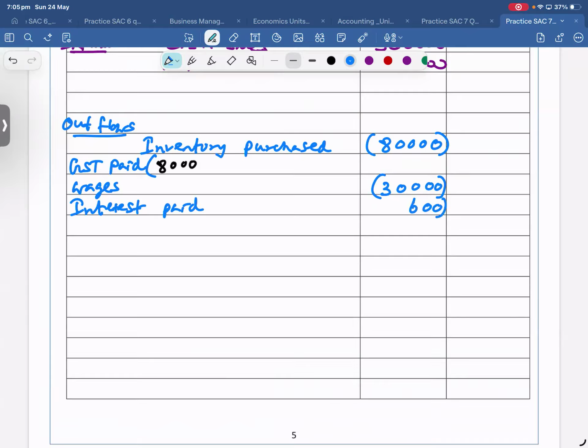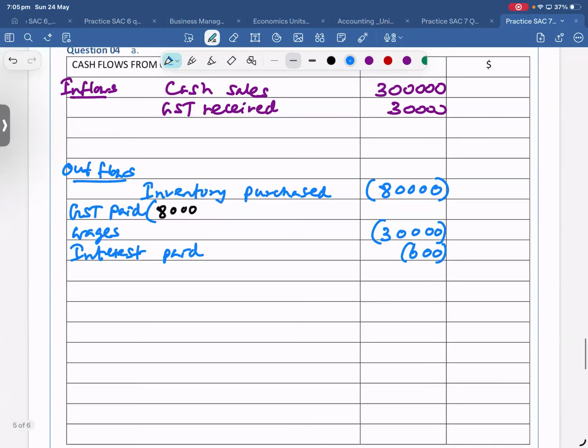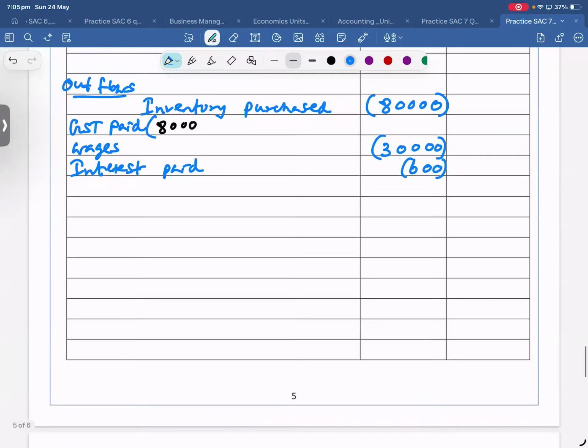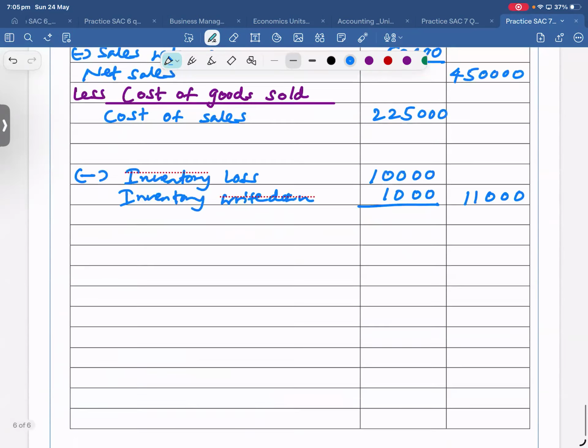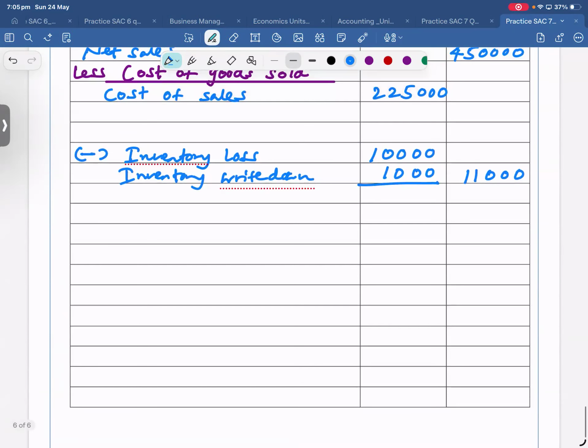Have you already done the GST? GST received? You already finished that? Yes, 30,000, but there is another one. Yeah, good. Right. The next one, guys, we have to report it in the income statement. We'll do it both together, wages and interest. Probably we'll do somewhere here.